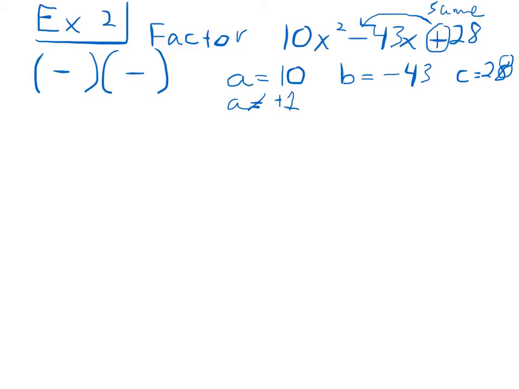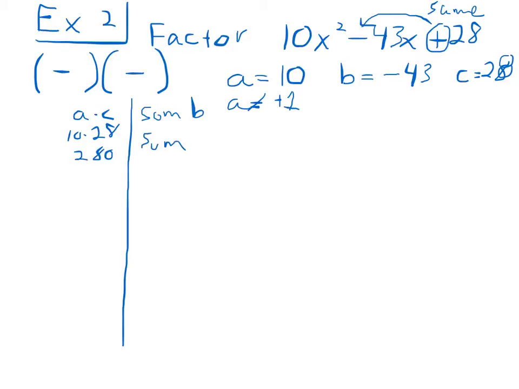So let's do the AC method now. So A times C, okay, sum of B. Well, A times C, so 10 times 28, so that'd be 280. Okay, the sum has to be negative 43.